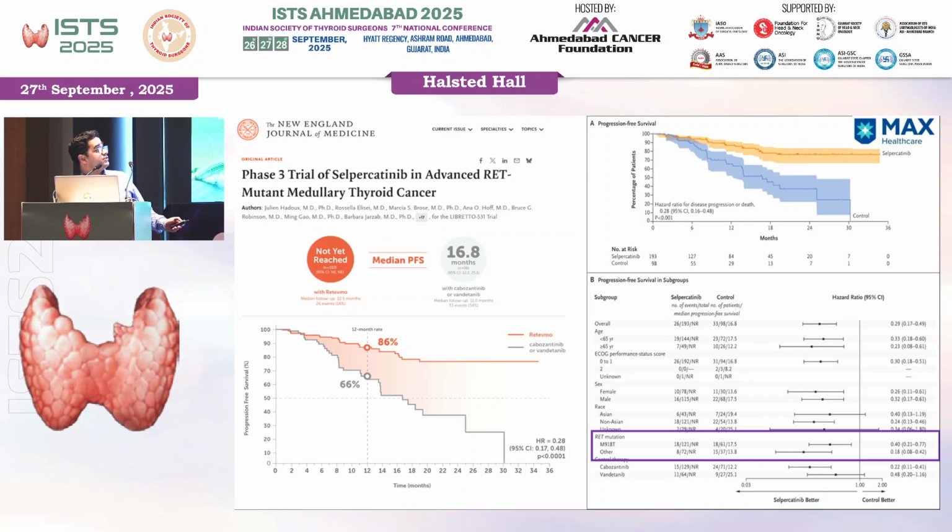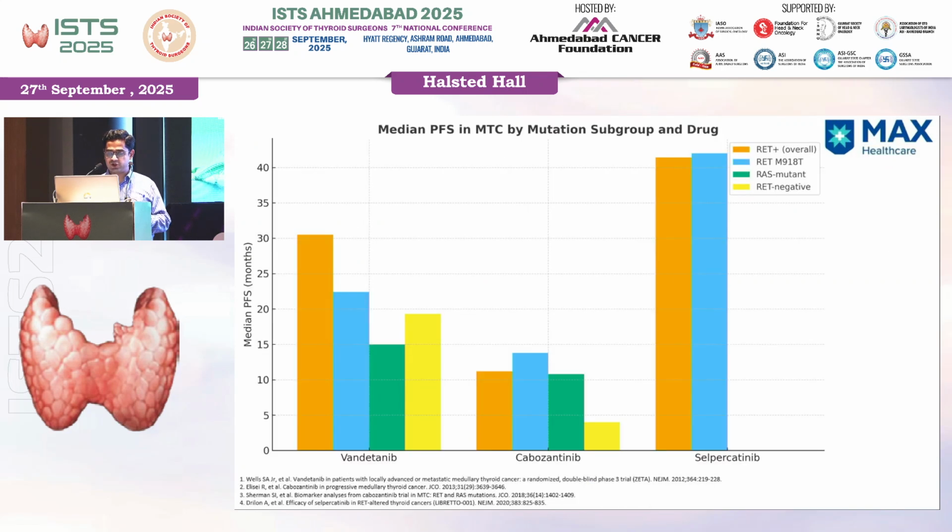So this is the survival difference. As you can see, the median survival was not reached out here, PFS, and for the other, where placebo was given, it was 16.8 months. And these are all RET-mutated patients, including M918T mutation patients. So they had good survival with selpercatinib. So that is what we need to consider if we are having these mutations.